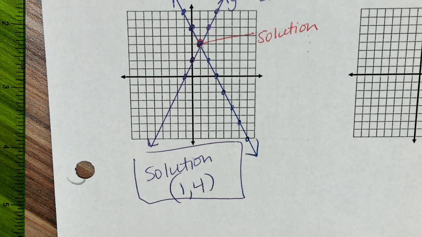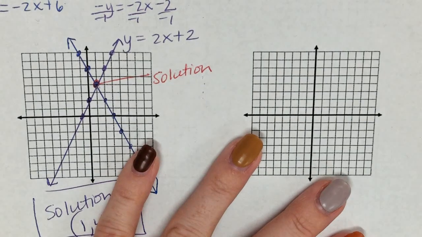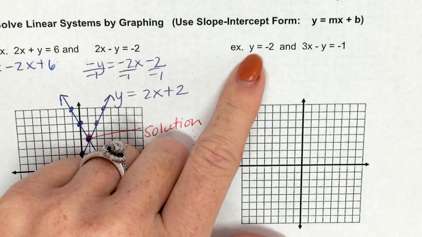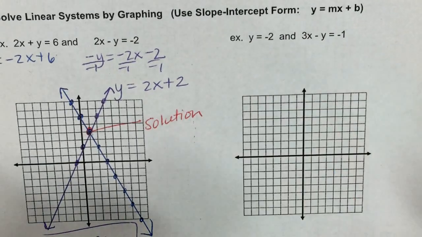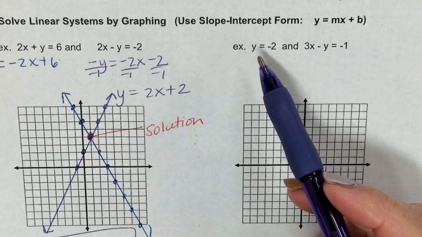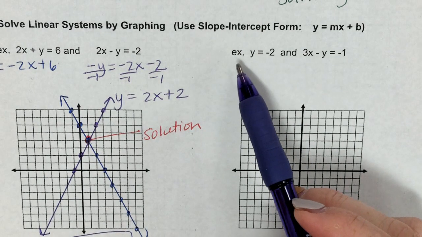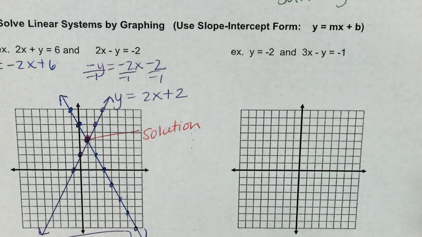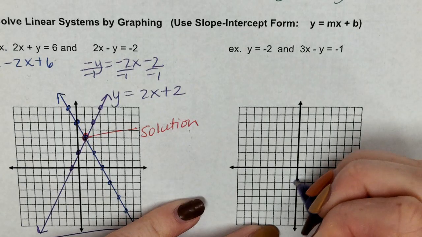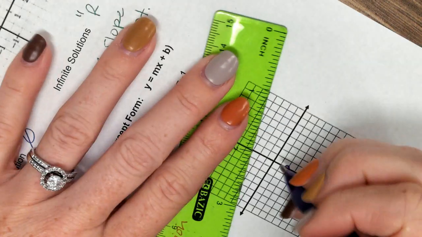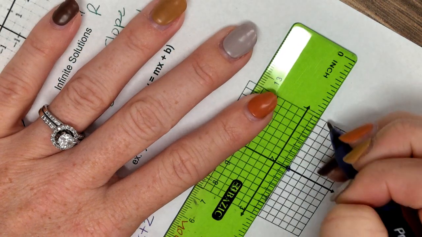All right, let's go do the next one. The first equation is y equals negative 2. Do y'all remember how to graph that? It's a straight line that passes through the y-axis at negative 2. So I go to the y-axis at negative 2, and it's a straight line that passes through that point.